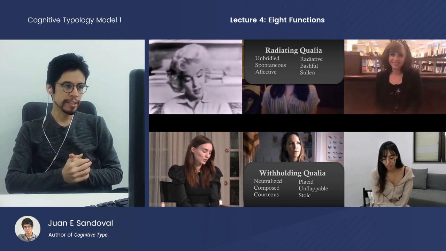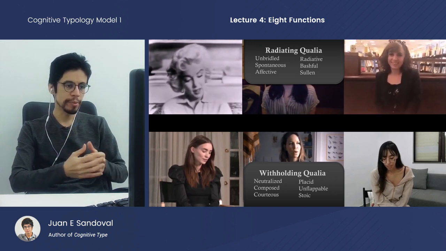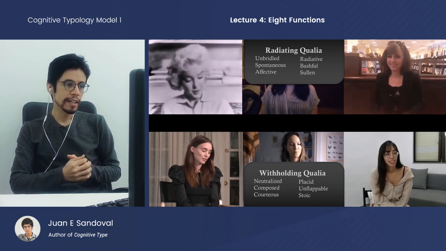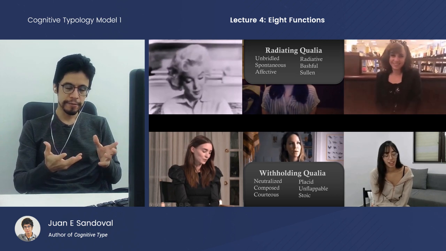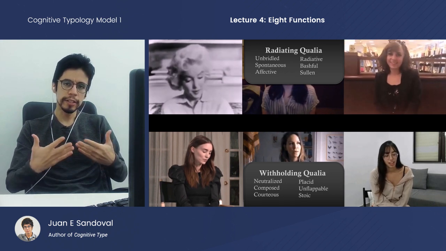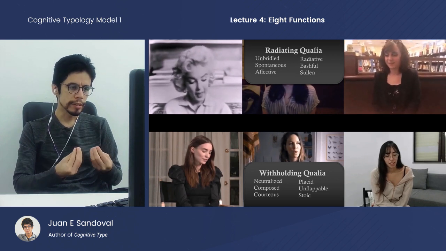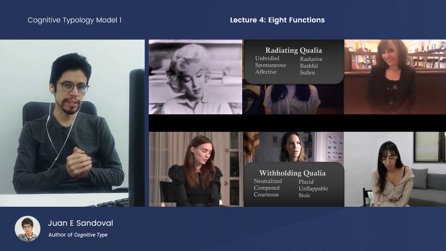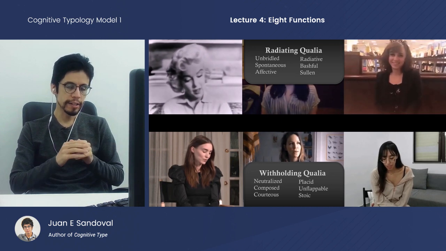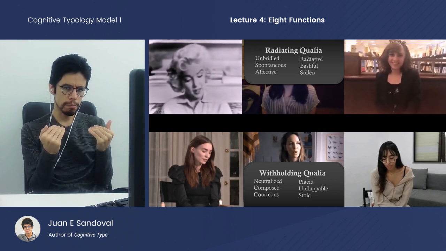Here's a set of words that can be used to describe the qualia emitted by the radiating group: unbridled, spontaneous, affective, radiative, bashful, and sullen. Now, sullen we didn't get to see, but that's when they look more morose or upset. In these few samples, they were all kind of smiley and happy, but they can also be very sad and upset. And when they're sad, they have this kind of sullen poutiness to them.